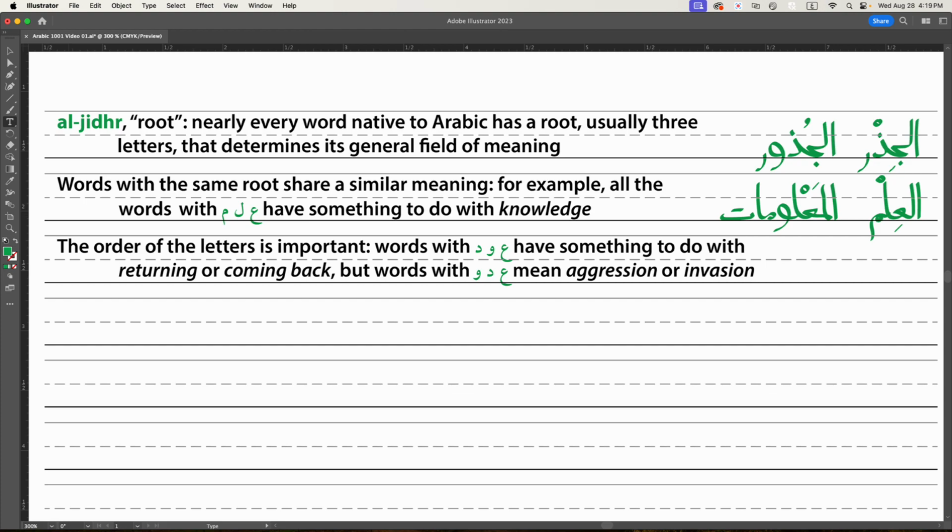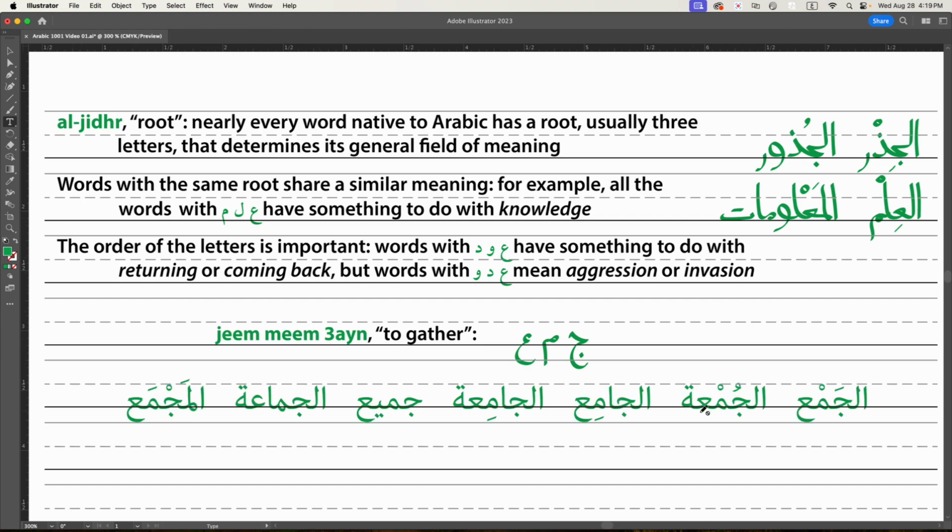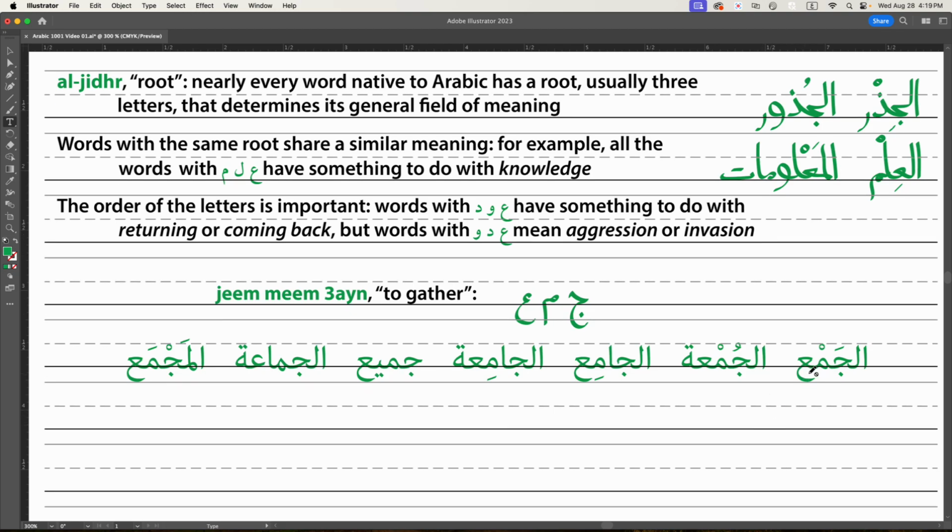So let's take an extended example here. The root jim, mim, ayn means to gather something. Again, I'm going to go right to left in Arabic when I give you letters like this. So any word that has these 3 letters in this order is almost certainly going to have something to do with gathering. So here's a whole bunch of examples I typed up. So al-jam' is the plural of something. It has a number of other meanings as well, but that's the context you'll see it in the most.